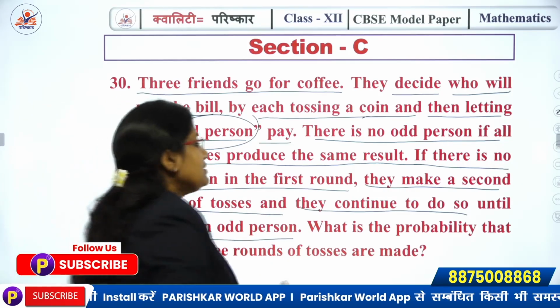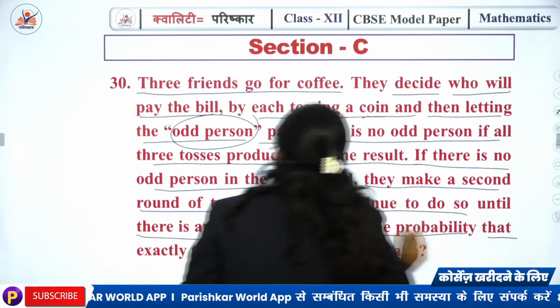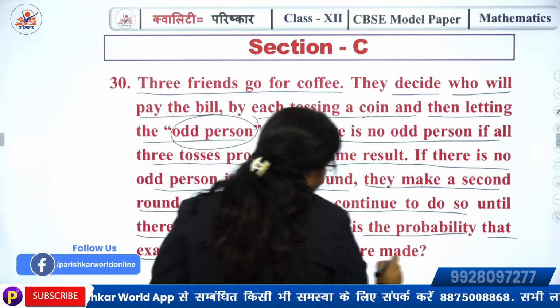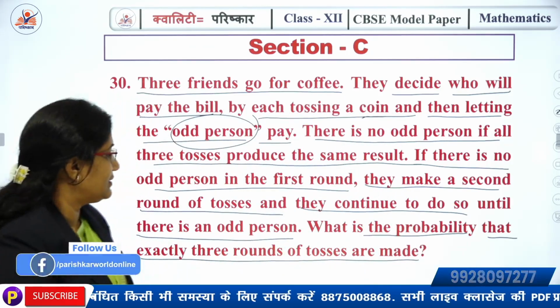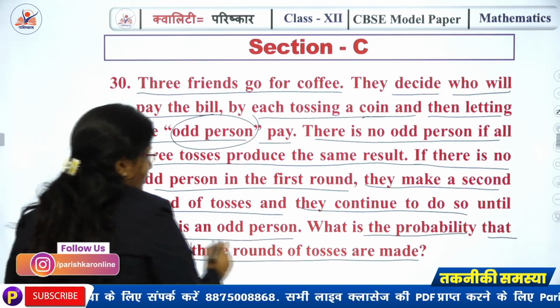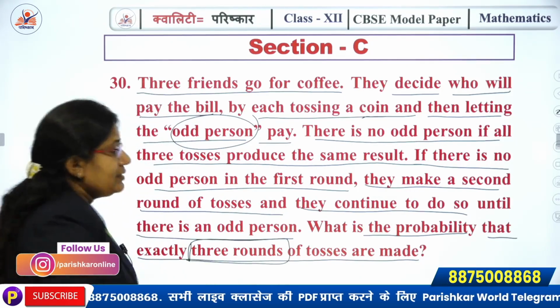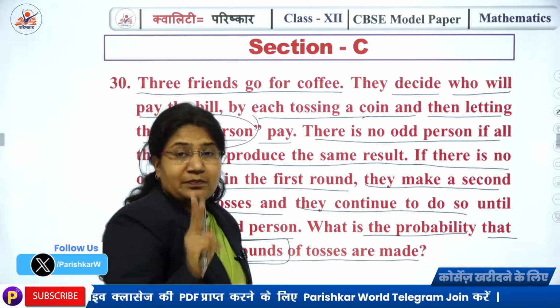Okay. What is the probability that exactly 3 rounds of tosses are made? Students, here we can see 3 rounds can be made. That means 2 rounds will be the same.